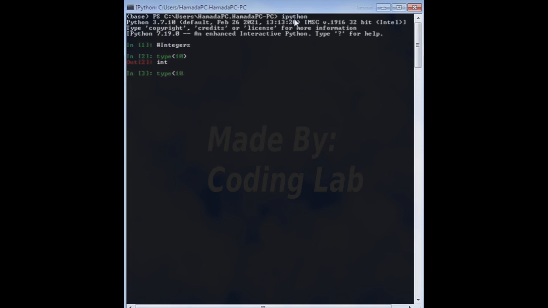and type 10.0, the result is float. So we have integer numbers and float numbers.